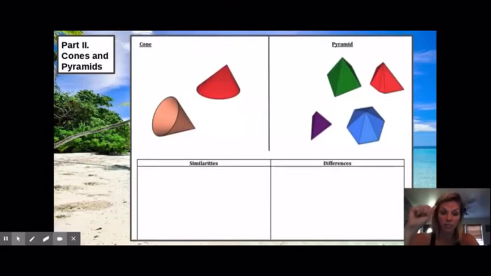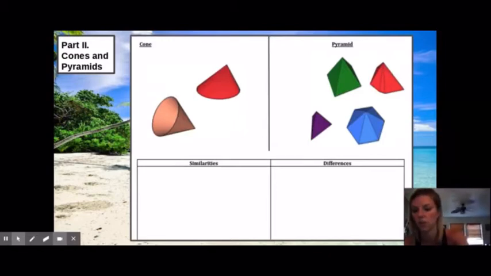So that was prisms, cylinders. Let's look at these, cones and pyramids. Well, first off, what's the biggest difference you see for both of them from what we just did? See, they go to a point. So we're going to identify the similarities and the differences between a cone and a pyramid, and then how are they different from cylinders and prisms?